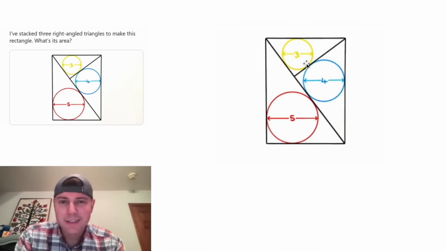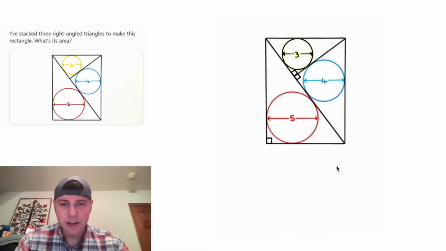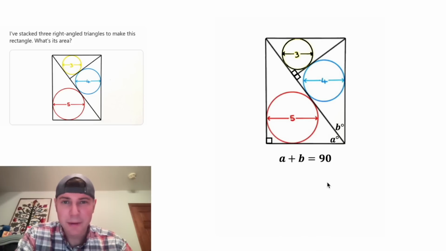First, let's darken this yellow a little. And then we're given that all 3 of these triangles are right triangles. So let's label these angles as right. And then for this angle down here, let's call it A degrees. And then let's make this angle B degrees. Since this is the edge of a rectangle, we know it's 90 degrees. So A plus B has got to be 90.